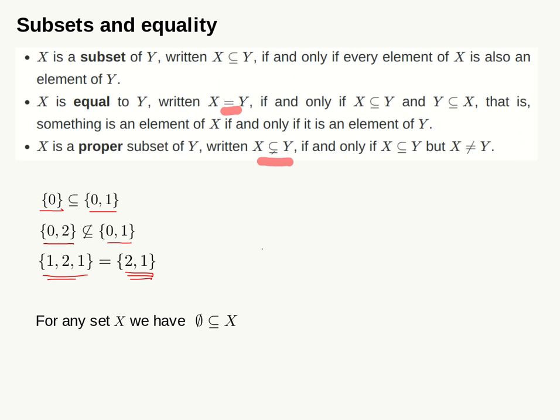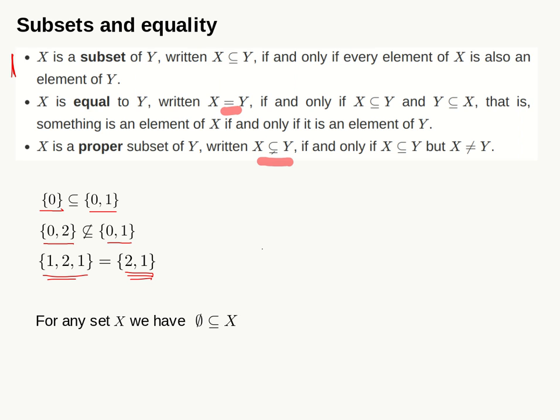Okay, a final comment about sets and subsets is that for any set X, the empty set is a subset of X. So why is that true? That seems like a strange property. Let's think why this is true. Well, one reason is that if you look at the definition of subset up here, the definition holds because every element of the empty set is also an element of your set X, no matter what X is, because there aren't any elements in the empty set.